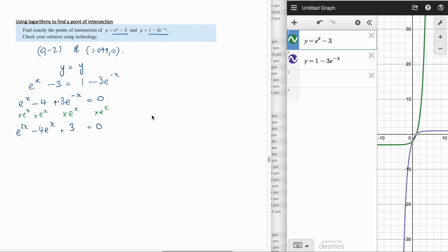Now, I'm going to factorize this the way I do. I don't use a dummy variable, so I know this is a quadratic. We need two numbers that multiply to make 3 and add together to make -4. We know those numbers are going to be -3 and -1, right? So we can put that straight into brackets: e to the x take 3, and e to the x take 1, all equal to 0.